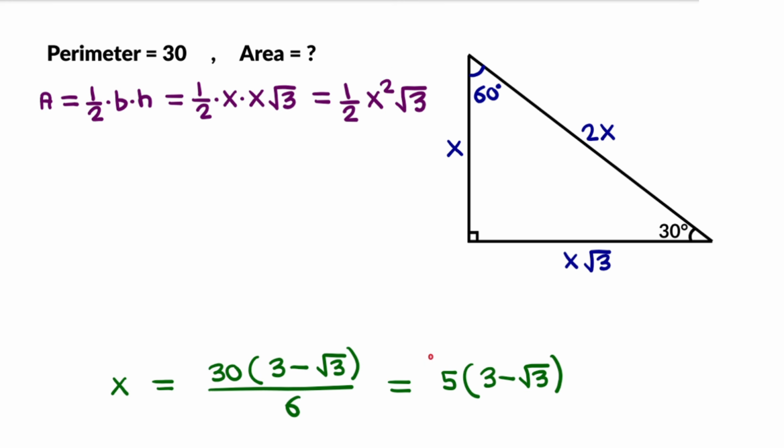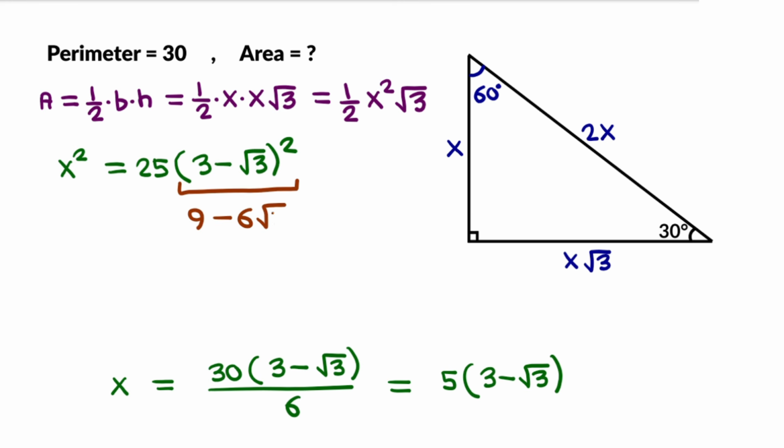Since x equals 5 times the quantity 3 minus square root of 3, we square both sides. That gives x squared equals 25 times the quantity 3 minus square root of 3 squared. Now let's expand that square. 3 squared is 9. Twice the product gives minus 6 square root of 3, and square root of 3 squared is 3, which simplifies to 12 minus 6 square root of 3.